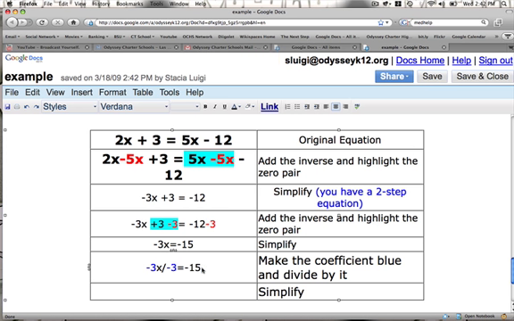Come over to the right side of the equal sign. We need to show negative 15 divided by that negative 3. I just pasted it there as well. Now I'm going to simplify each side of the equal sign. Negative 3 divided by negative 3 is positive 1, and we still have an x there. Bring down my equal sign, and negative 15 divided by negative 3 is positive 5. And you have now solved the equation.